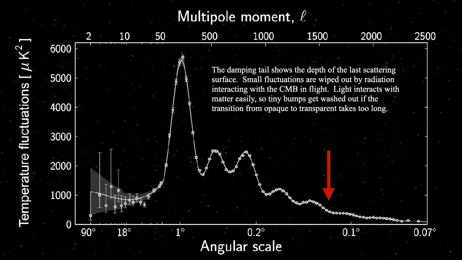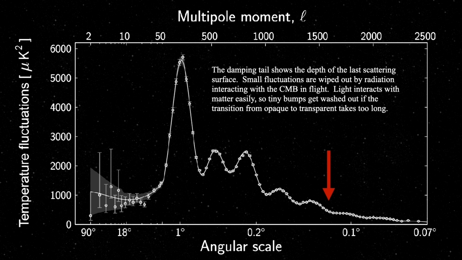Finally, way out there, there's a tail of stuff that gets damped. And why does it get damped? Because the last scattering surface is not a solid surface. It's not a sharp thing. It takes time for the light to go through the last scattering surface, and the thicker the last scattering surface is, the more these little lumps and bumps will be smoothed out and become nothing.